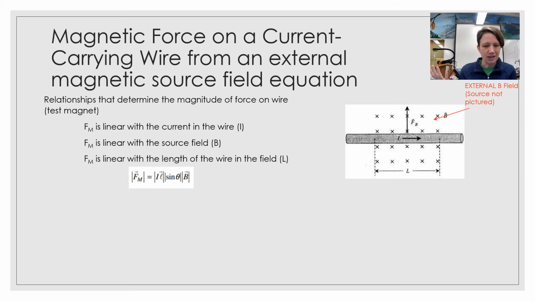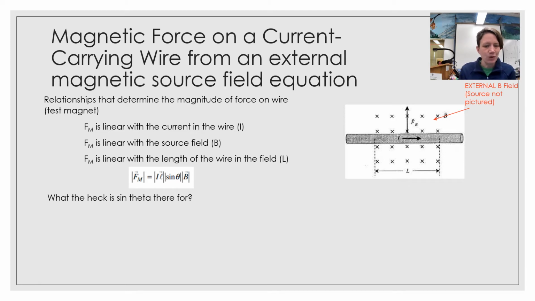So what on earth is sine theta? Well, theta is the angle between the wire, or the current, and the magnetic field from the source magnet. And so the fact that that appears in that equation should tell you something kind of weird is going on, that we care about the angle between those two vectors.